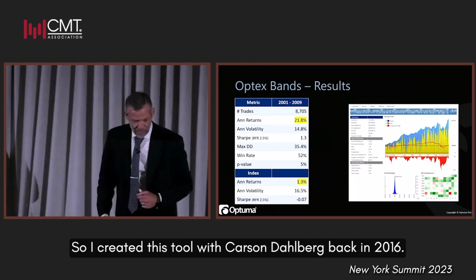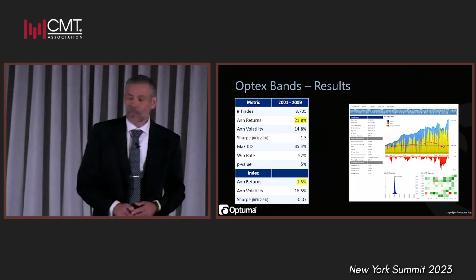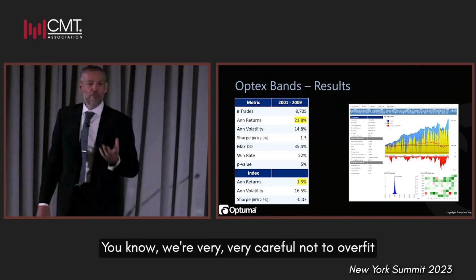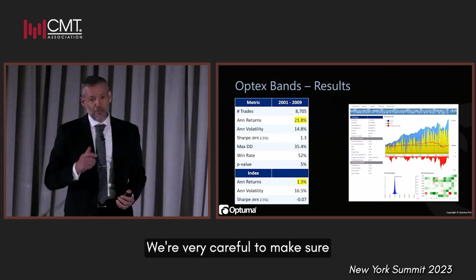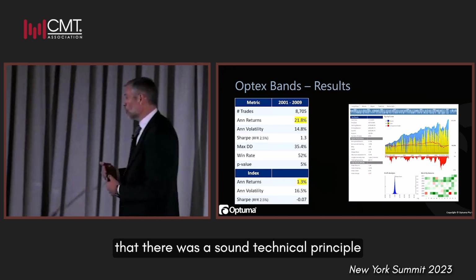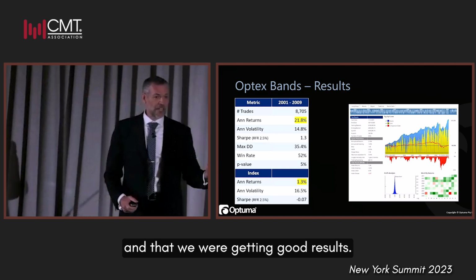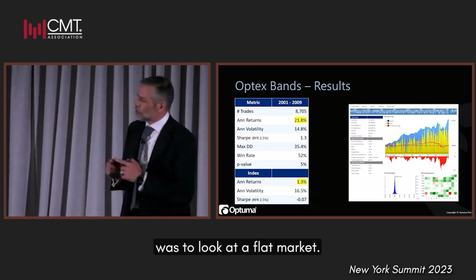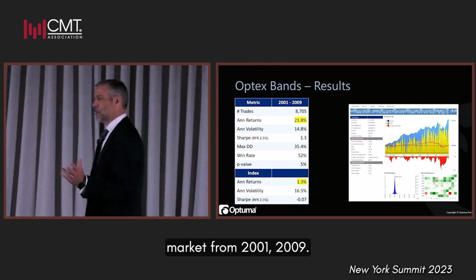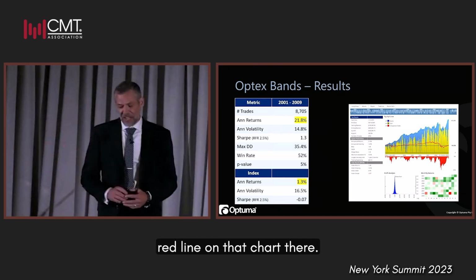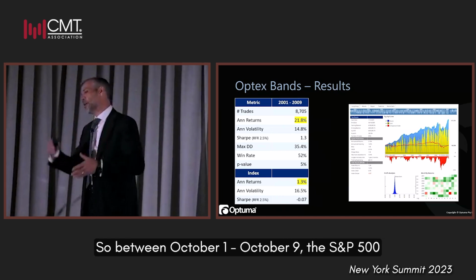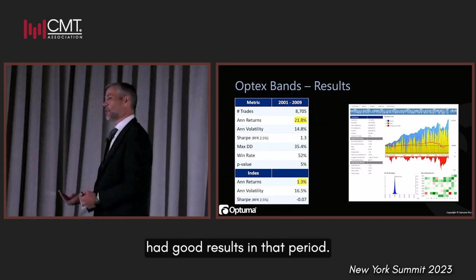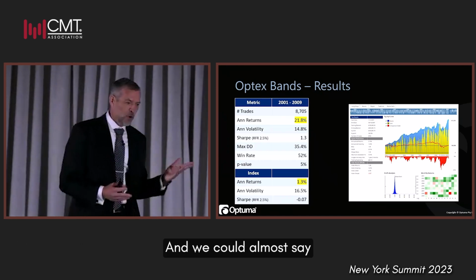So I created this tool with Carsten Dahlberg back in 2016. And when we did this tool, we had some brilliant results. We're very, very careful not to overfit and go data mining or anything like that. We're very careful to make sure that there was a sound technical principle behind the signals we were creating and that we were getting good results. And we had this idea that one way of knowing whether we had a good signal was to look at a flat market. So we looked at the market from 2001 to 2009. You can see that red line on that chart there. It ends up flat. So between October 01 and October 09, the S&P 500 basically ended where it started. And so we figured if we had good results in that period, then we knew we were onto something and we could almost say that there was alpha there.